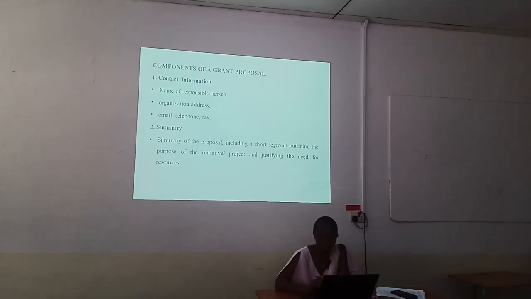Maybe you are asking for vehicles, you need to justify it. Whether it's funds, financial resource, or human resource, you need to justify the need for such resources. So you should keep in mind when you are thinking of resources, it is not only financial resource. Whatever resource is needed, you need to justify why you need such resources.